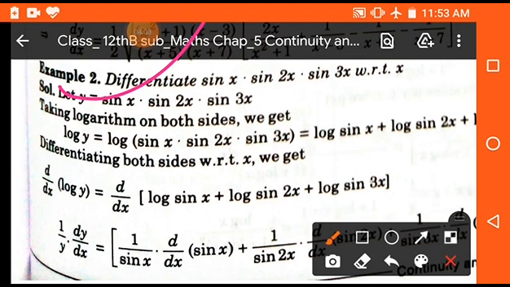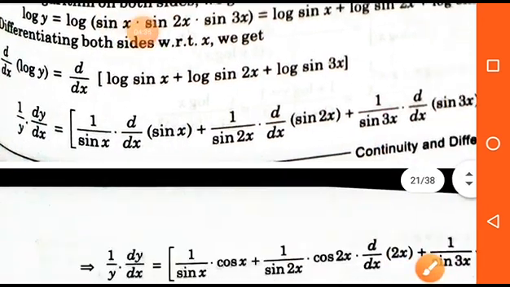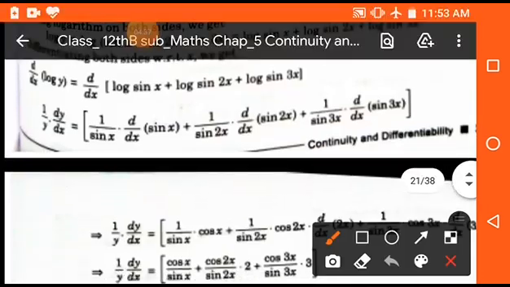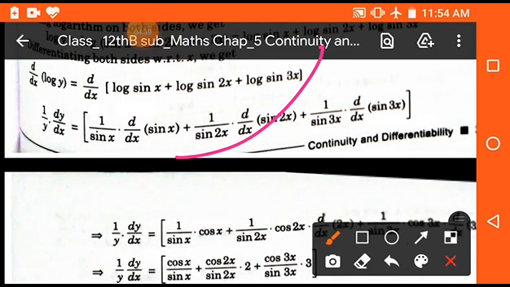Here three functions are given in multiplication. Then you can apply log here. Log y is equal to log (sin x into sin 2x into sin 3x). Now using the property of log m into n, the whole function will be converted into addition form: log sin x plus log sin 2x plus log sin 3x. Now differentiate it. So we get 1 upon sin x into differentiation of sin x, and 1 upon sin 2x into differentiation of sin 2x, plus 1 upon sin 3x into differentiation of sin 3x.